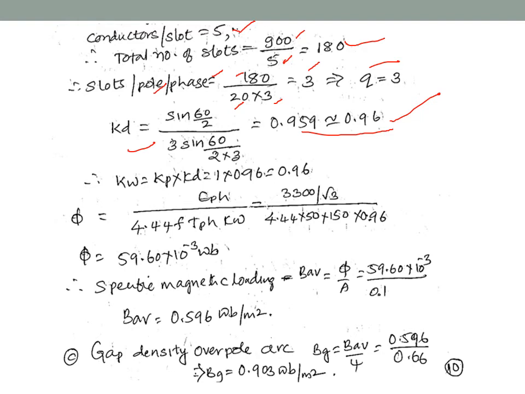Now Kw is equal to Kp into Kd. This is 0.96. So substitute here 0.96 in this equation. You get phi is equal to 59.60 into 10 raised to minus 3. So specific magnetic loading B average is equal to phi by A. This comes around to be 0.596 Weber per meter square. So gap density over pole arc, that is B average by psi. So that comes out to be Bg is equal to 0.903 Weber per meter square.